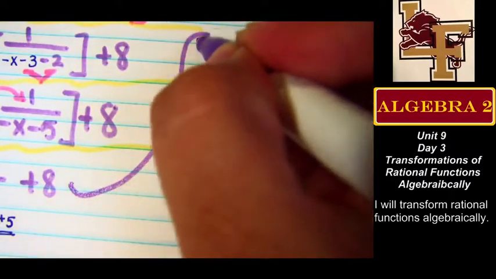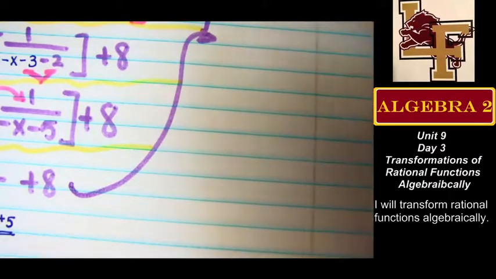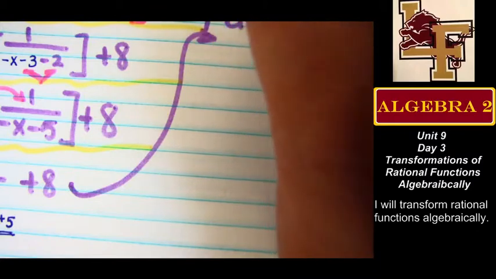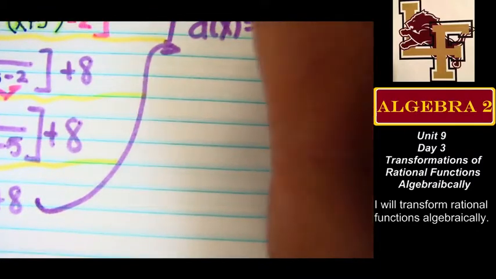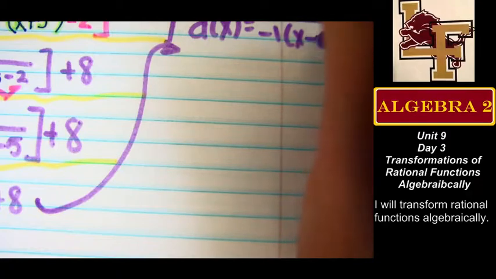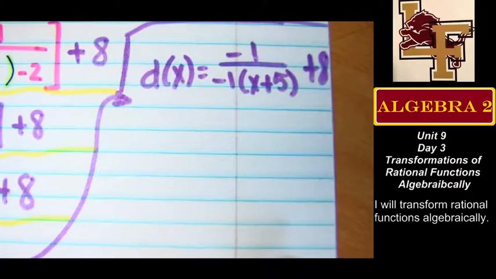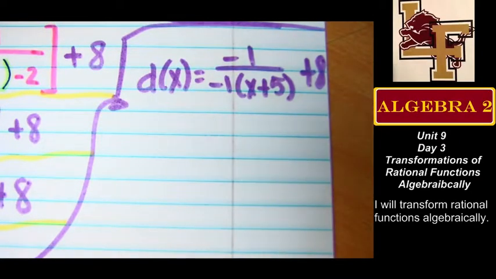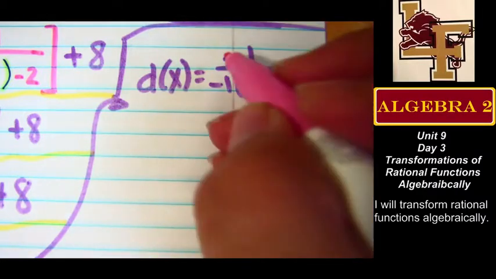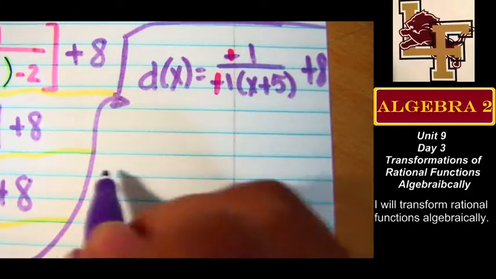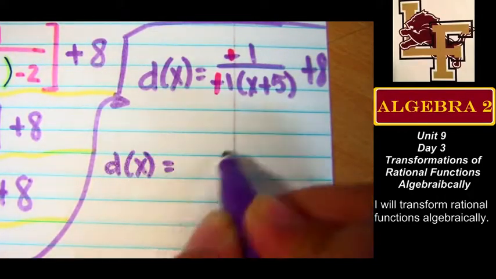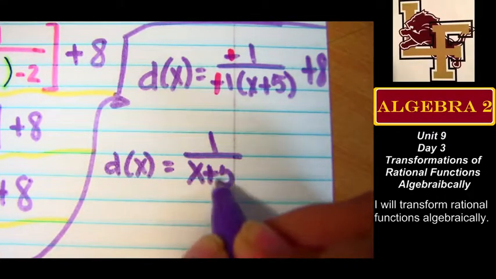All right, I'm going to do that over here because I'm out of space. Okay, so d of x equals negative 1 over negative 1 times x plus 5, plus 8. And now it's really easy to see I've got a double negative happening. Negative divided by negative is? And so my next line doesn't have those negatives in there anymore.